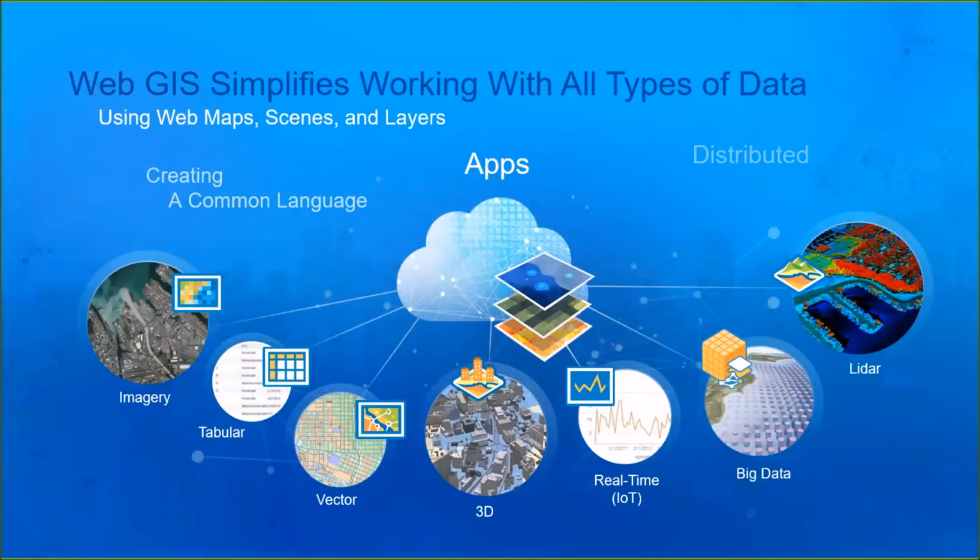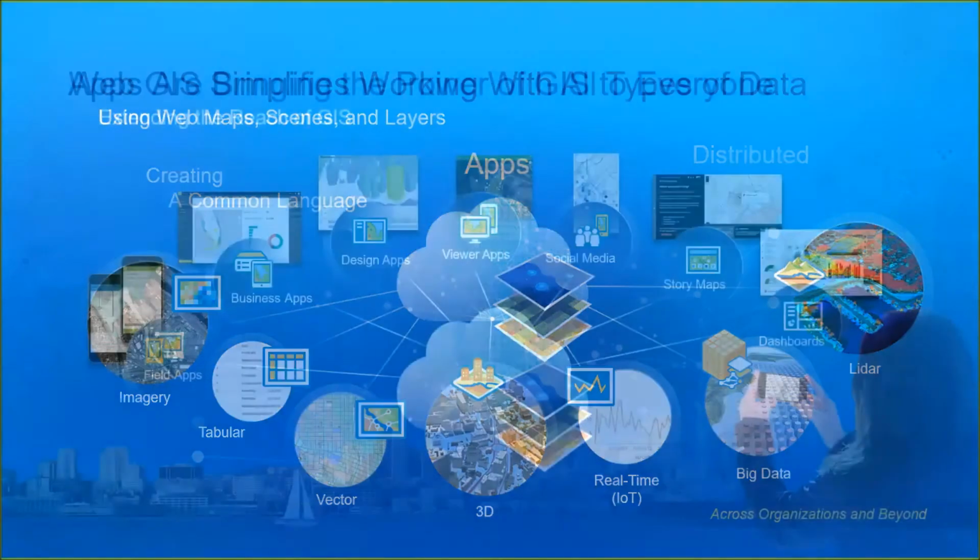WebGIS simplifies working with all types of data. I want to tell you why it's growing. First, it simplifies working with data. It brings data together. By using web maps, web scenes, and web layers, it can access any kind of data, whether it be imagery, maps, real-time data, or LiDAR, into a common language.